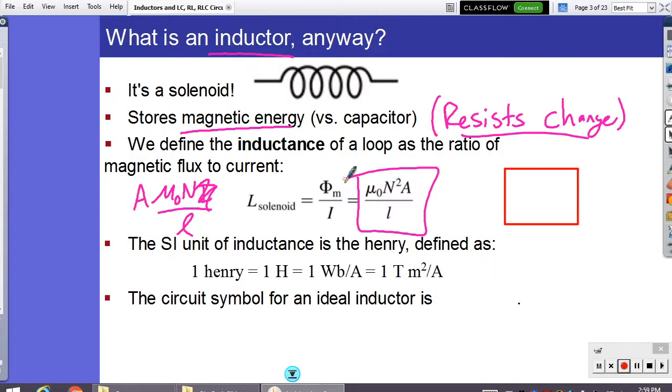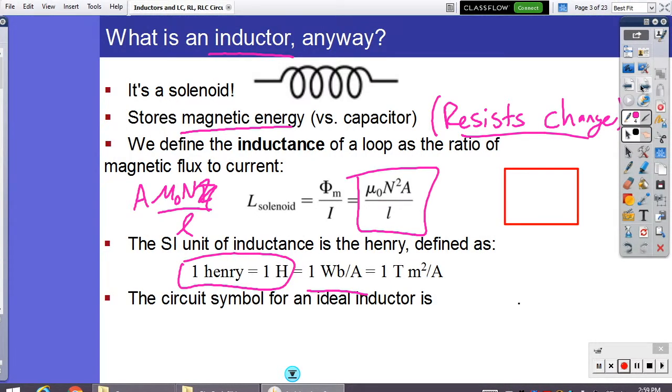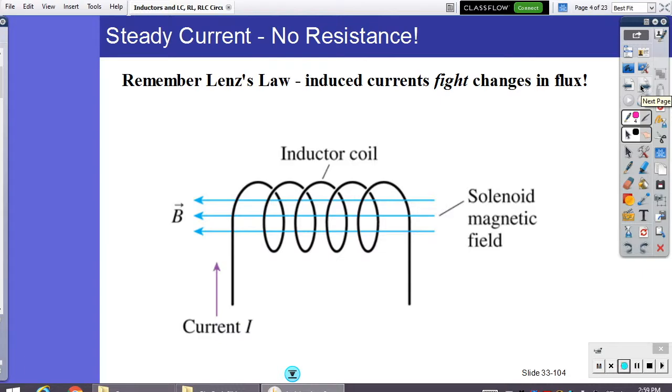The unit of inductance here is called the Henry, which is a Weber per amp, or a Tesla meter squared per amp. Henrys for inductance. So what do these things do in a circuit? So let's imagine here in this case.